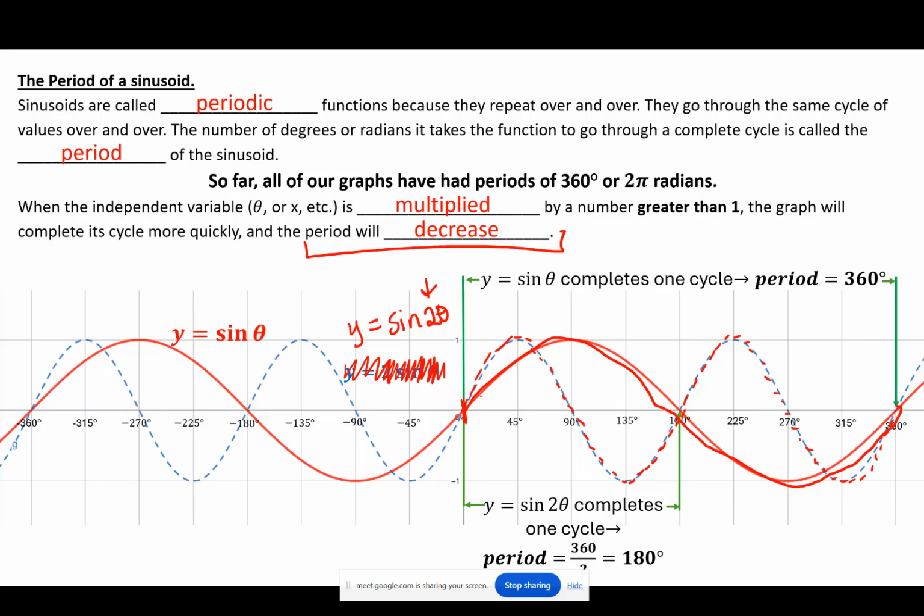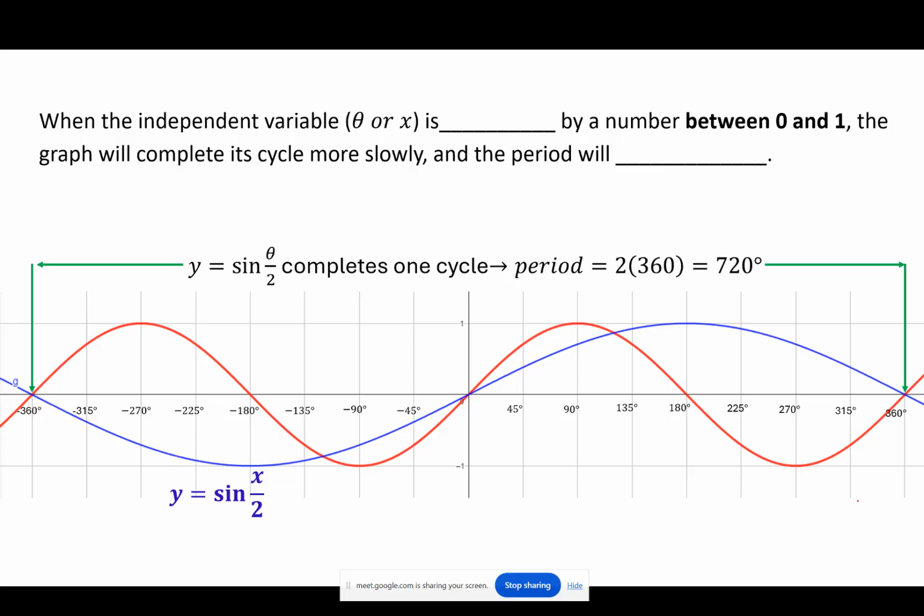You can see, if you can see it here, you might not be able to see it, but down at the bottom, it says that the period when we have y equals sine 2 theta is 360 divided by 2. So if you divide 360 by that coefficient of theta, that is going to tell you the period. So the graph of that dotted blue curve has a period of 180 degrees.